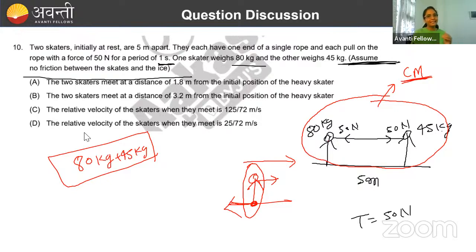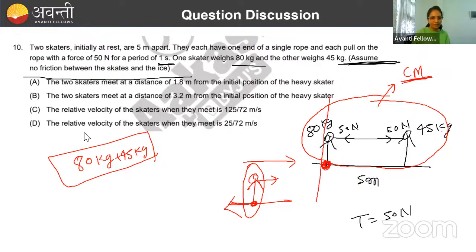So whatever is the initial position of center of mass, same position will be of the center of mass at any instant. तो जिस वक्त वो लोग मिले हैं, they have met somewhere now. At that point also, or when they are 5 meters away, at that point also, center of mass location will remain the same. तो चलो पहले center of mass initially निकाल लेते हैं.